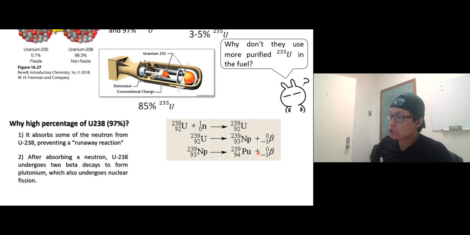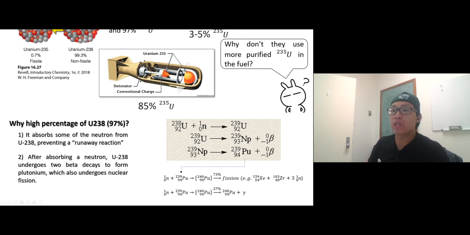And two, the plutonium-239 can also undergo nuclear fission. So basically, we can use plutonium to do nuclear fission later. It's not like uranium-238 just goes to waste. Actually, it becomes plutonium-239, and plutonium-239 can also act like uranium-235. So that is the fissile material.